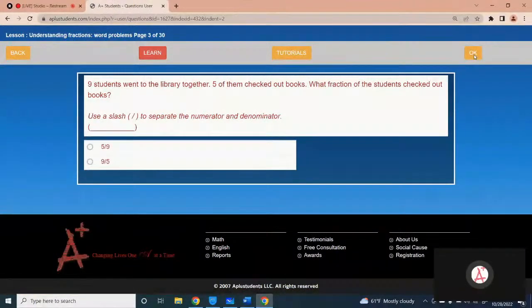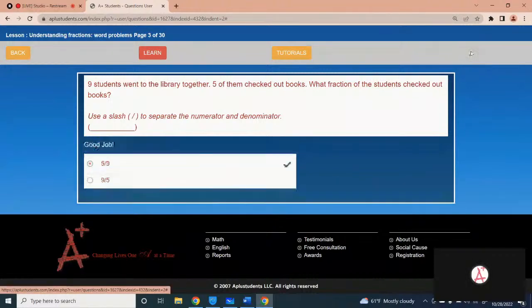Okay, the next one is 9 students went to the library together. 5 of them checked out books. What fraction of the students checked out books? So the total students are 9. And out of the 9, how many of them checked out books? 5. So the correct option is 5 over 9. Got it? So it is 5 over 9. Got it? So just select the correct option and then click on the OK button.